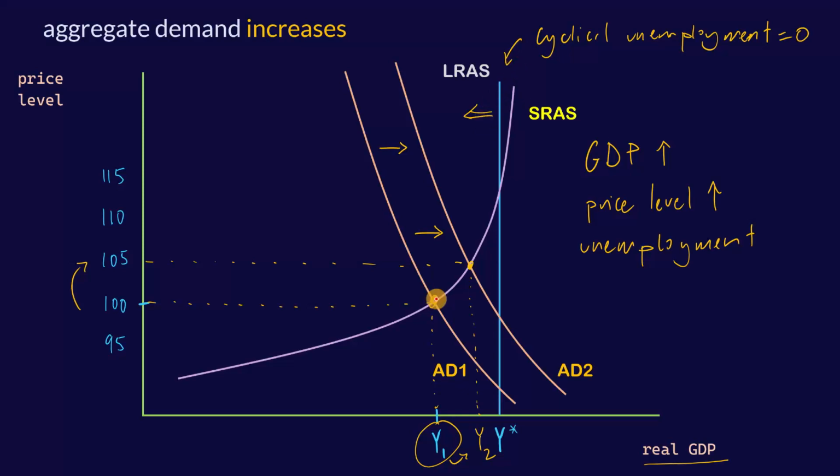Okay, so when we were here, we were this far from long-run aggregate supply, and so we had some, let's say, substantial amount of cyclical unemployment. We moved to the right to this point here. We still have some cyclical unemployment, but it's less. So aggregate demand increases. That means that unemployment is going to decrease, according to this model.